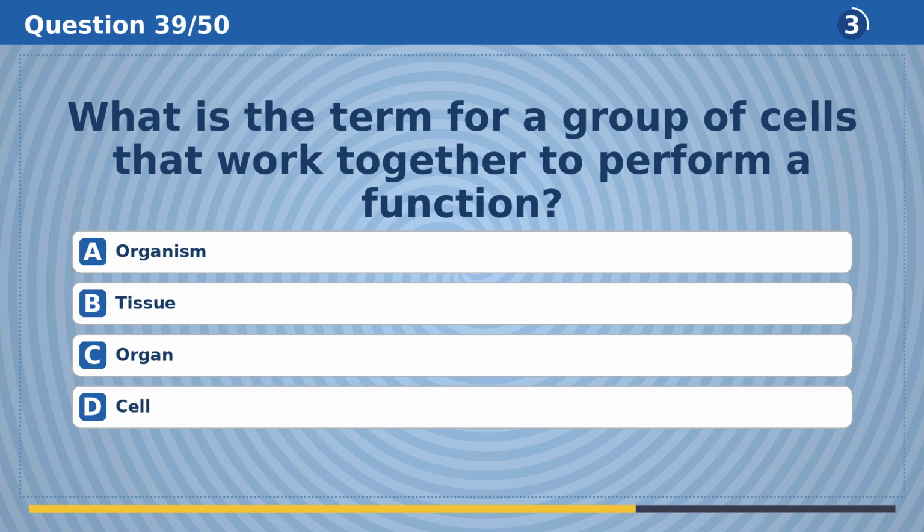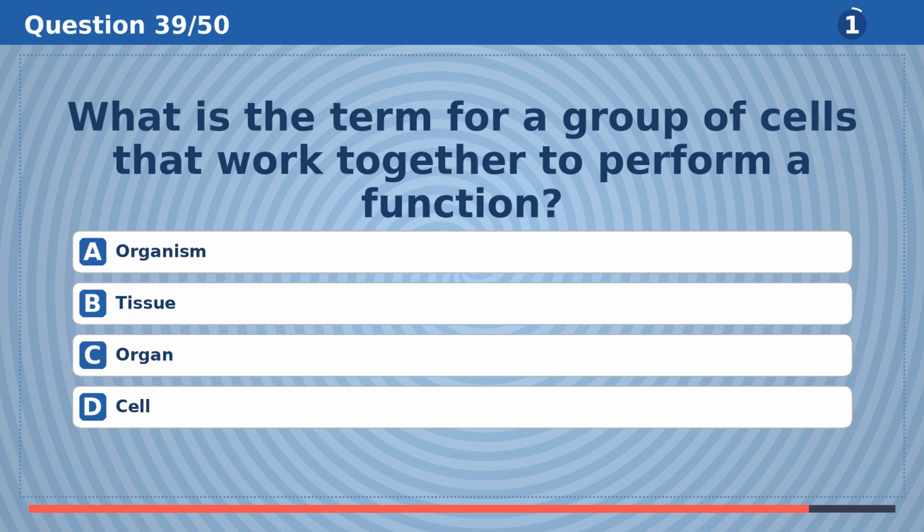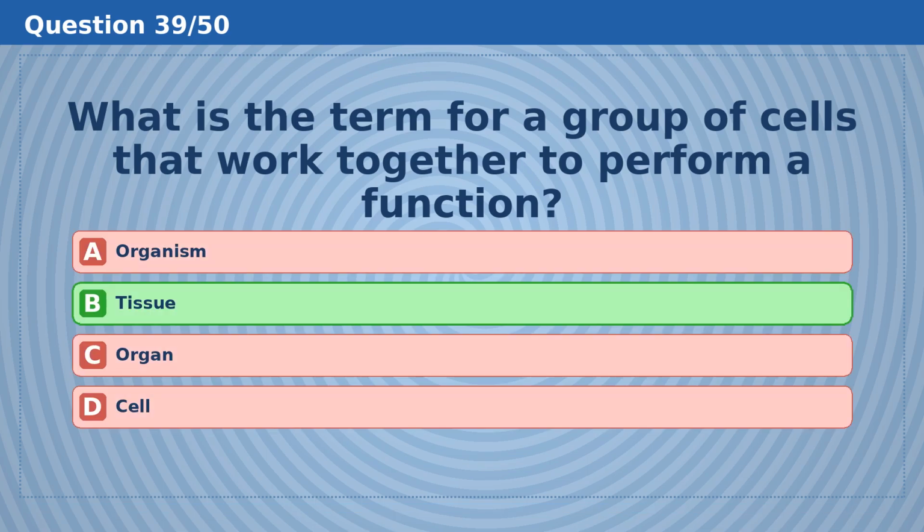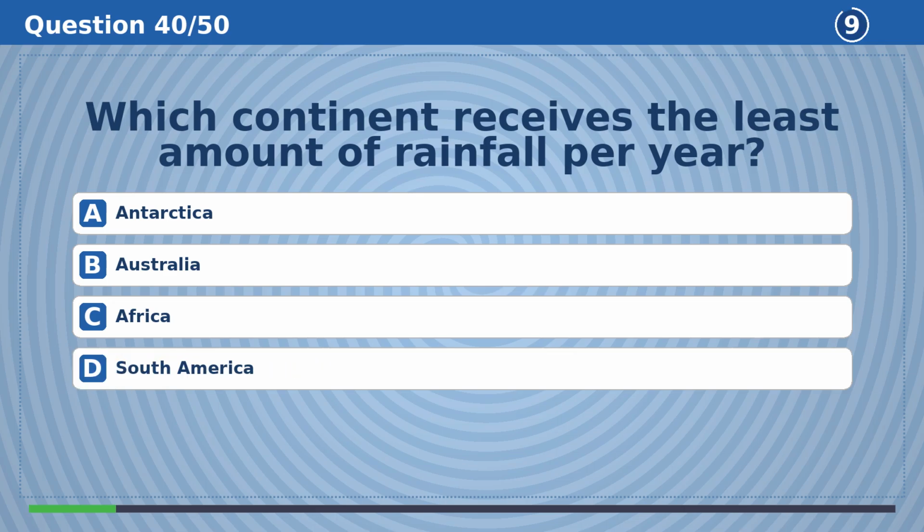What is the term for a group of cells that work together to perform a function? The answer is B, tissue.